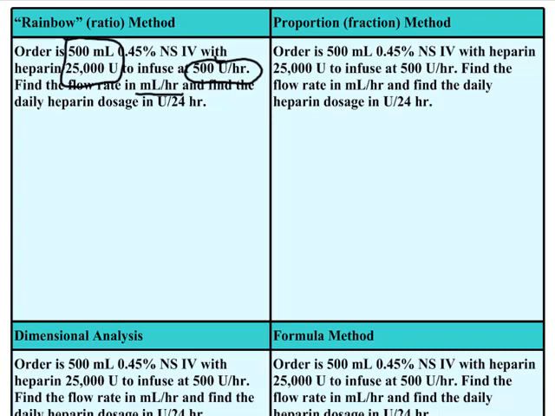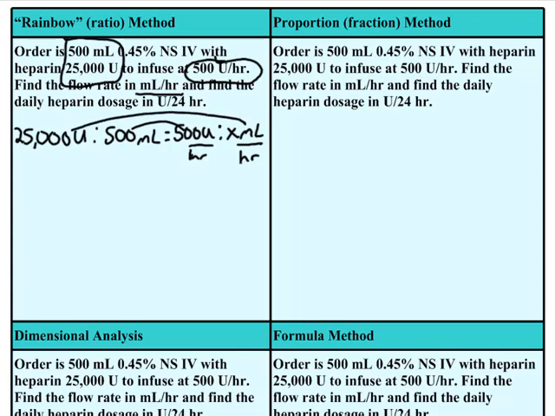We can set this up using the rainbow method to solve for our unknown amount of milliliters. We know there's 25,000 units in every 500 milliliters. We have 500 units, and we need to convert that to milliliters. Remember, this 500 units was per hour, and this milliliters should be per hour. Nothing has changed, just we're converting the units to milliliters. We can now multiply our means and our extremes like normal to solve for our unknown.